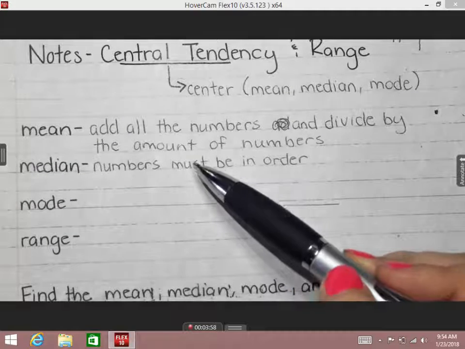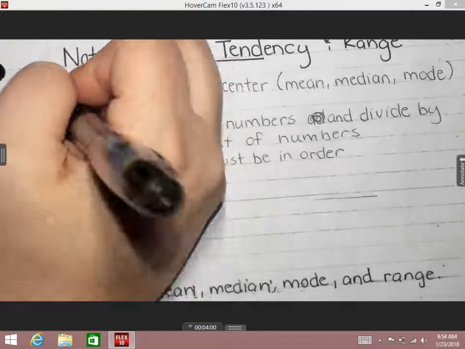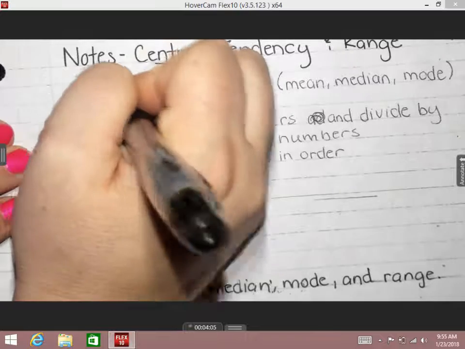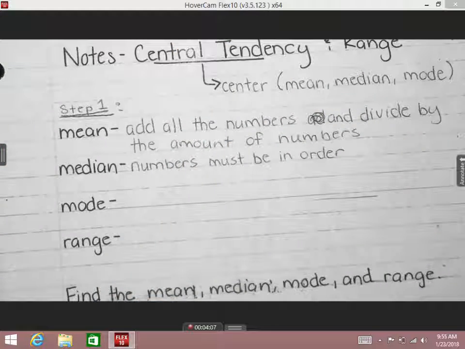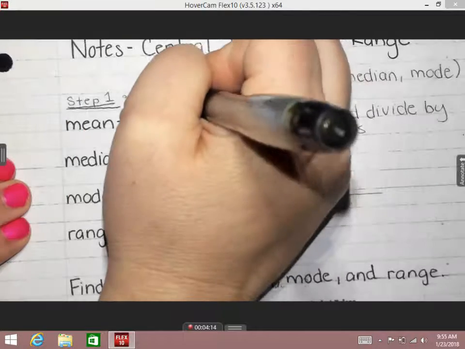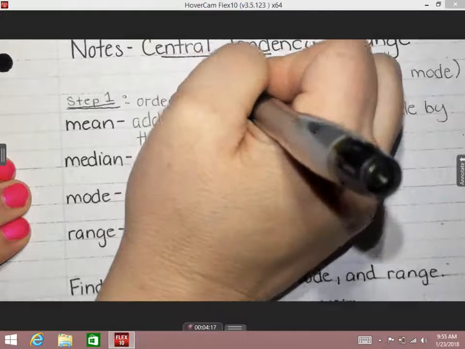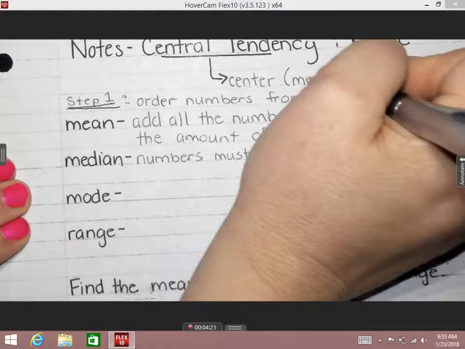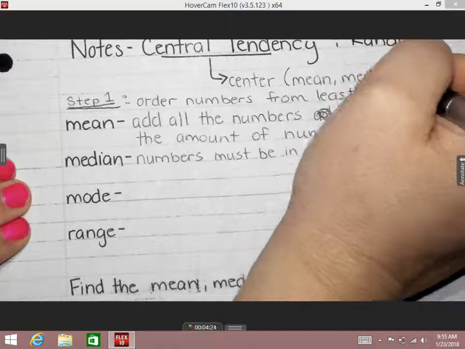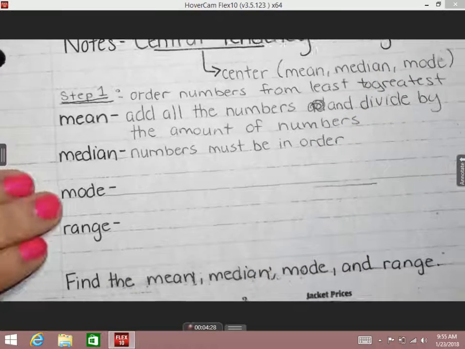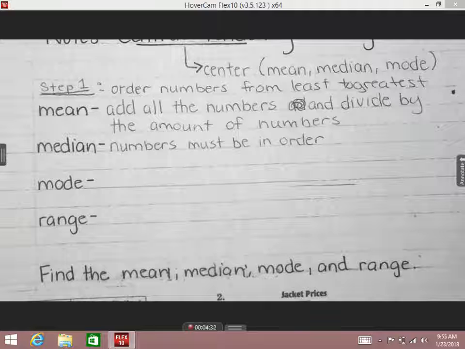They have to be in order for the median, but we're actually going to change our step one before we start doing any of these. The very first thing I want you to do when you're given a set of numbers is to put them in order. So we're going to, step one, order your numbers from least to greatest. Okay, and that kind of ran together. All right, so step one, we want to order our numbers from least to greatest.